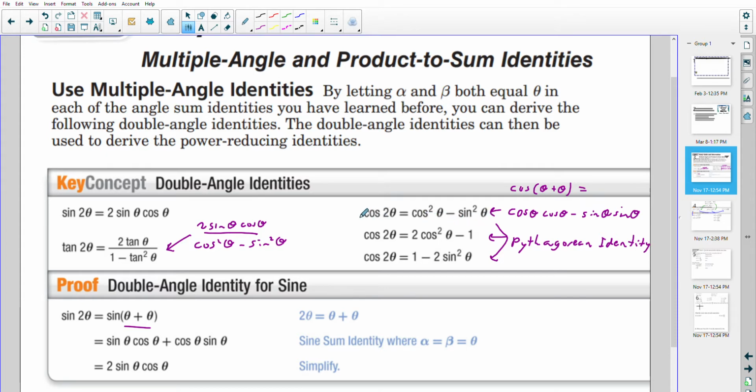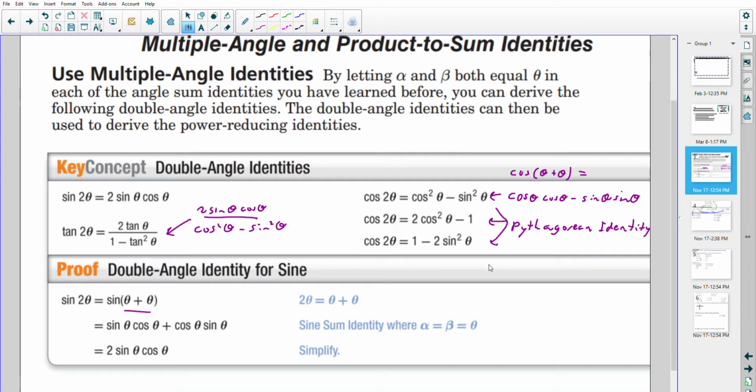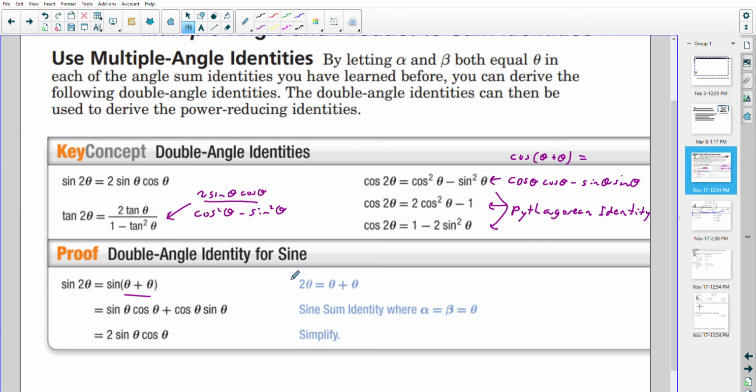Now, once you have this particular identity, next what you can do is just plug in your Pythagorean identities. So for example, cosine squared equals 1 minus sine squared, and that would get you the third one. And if you had sine squared, that's 1 minus cosine squared, which would get you to this identity. So that involves double angles.